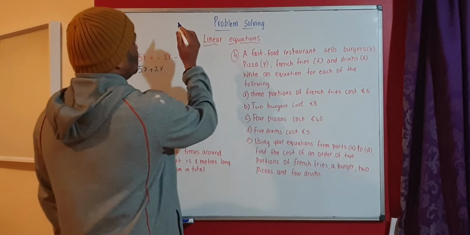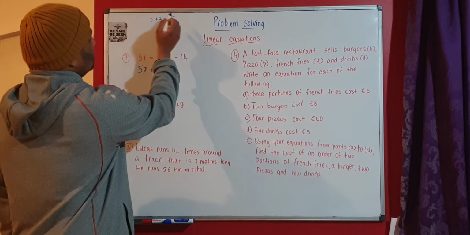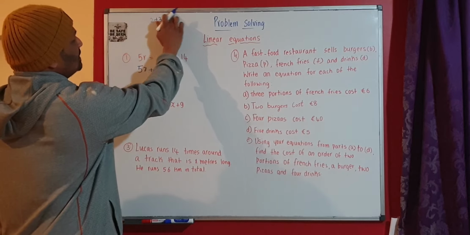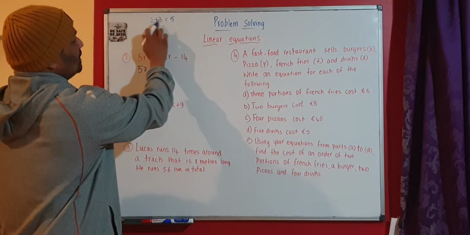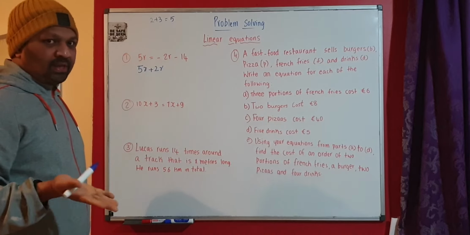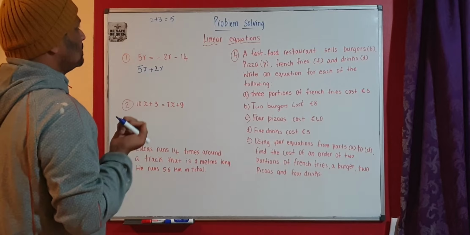For example, I take a small example. 2 plus 3 is equal to 5. This is one term, this is one term, and this is one term. Say I want to take this plus 3 to the other side. 2 plus 3 is 5. Is it a valid equation? It's a valid equation because 2 plus 3 is 5. The statement is true and the equation is true.